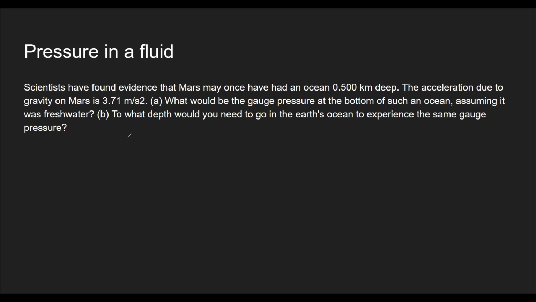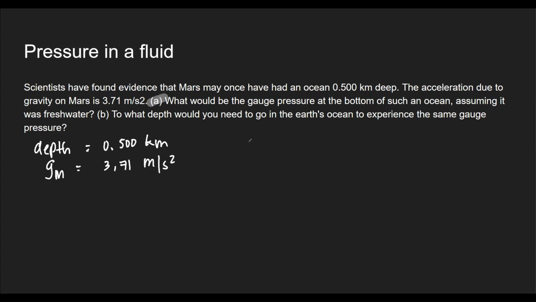We've got here the depth, 0.5 km. So let's just name it as depth, 0.500 km. Acceleration due to gravity, let's call it gm, which is gravity on Mars. That is 3.71 m over s squared. Letter A. What would be the gauge pressure at the bottom of such an ocean?